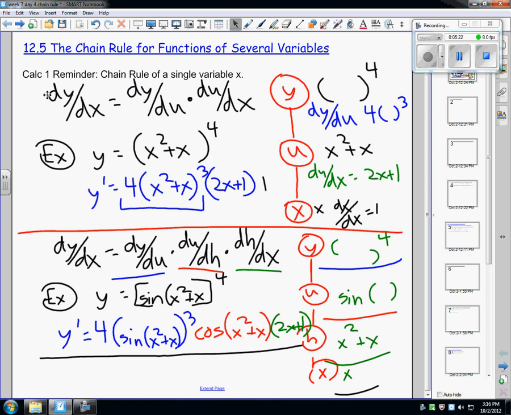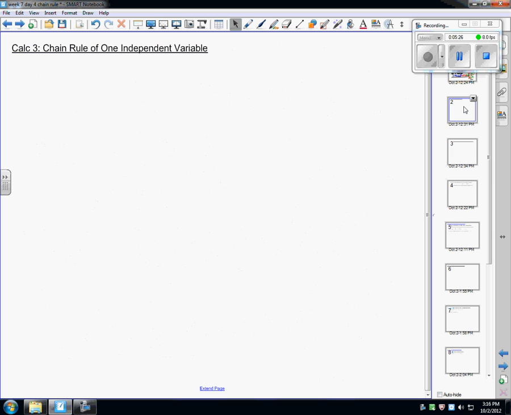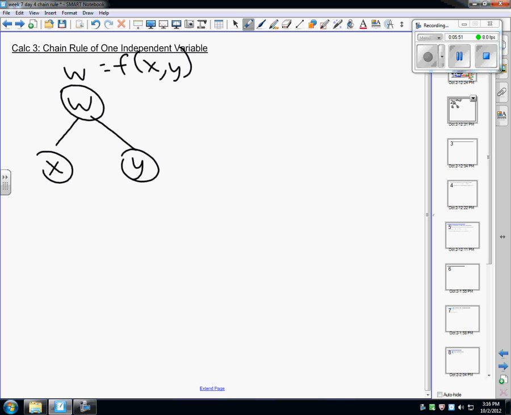That's the idea in Calc 1. So let's take a look at it in Calc 3. The whole idea in Calc 3 is I'm going to have a function, w, which is f of x comma y. And from that, I'm going to build the chain for you first, and then we can look at it. W varies based off x and based off y.